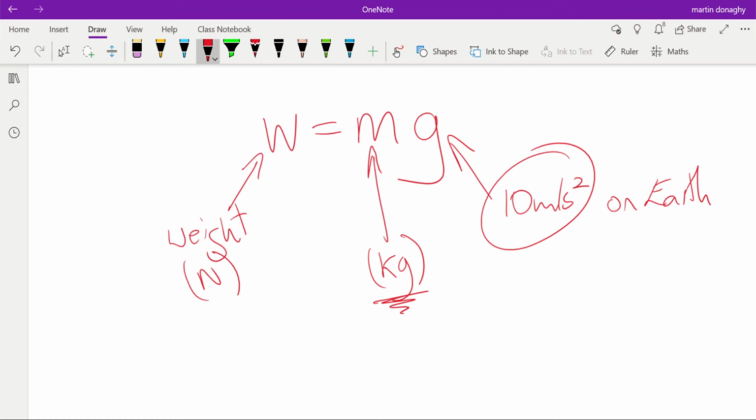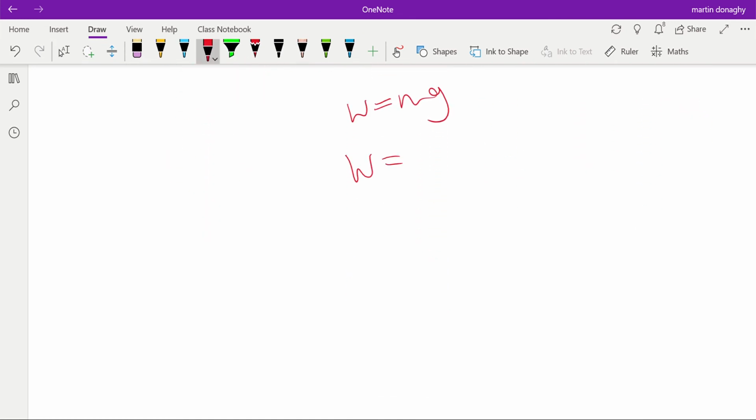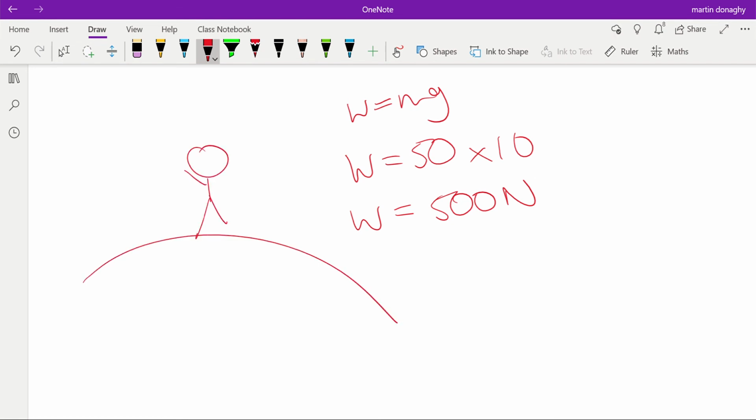So if you have a mass of, let's say, 50 kilograms, we can work out the weight that you will be on planet Earth. So we can do weight equals mass times gravity. Weight equals 50 times 10. So your weight is 500 newtons. So if you're standing on planet Earth, not the scale, your weight will be 500 newtons downwards.